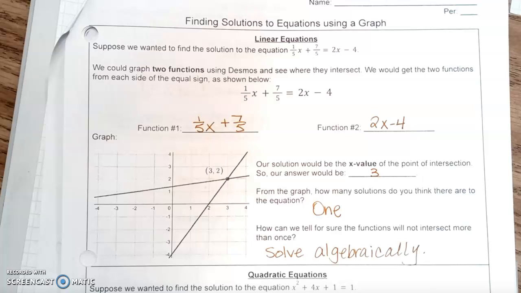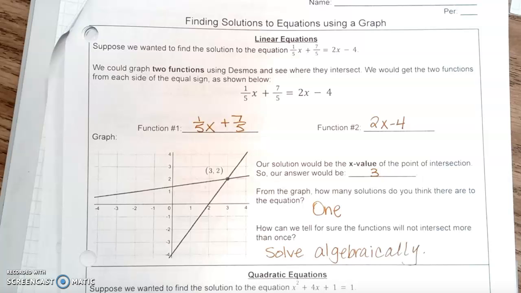Technically, you could swap them. It wouldn't matter which one came first. Okay? All right. So your graph, when you graph it in Desmos, is going to look like this. Trust that this is, if you want to go in there later and plug them in, this is what you're going to get. And so it says our solution would be the x value of the point of intersection. So our answer would be 3, the x value that's right there, right?